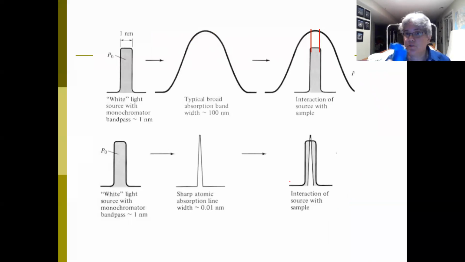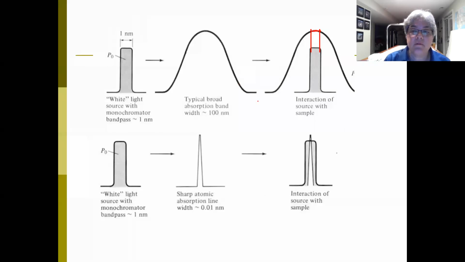So this slide just shows you this point. Here's the bandwidth of light from the monochromator, and here's a molecular peak. And remember, we measure up here at the top, and so the absorptivity is not really changing up here at the top of this peak. So we're okay. And now if we try to use that same light for an atom, remember the atom is a very small line, and you can see here that a lot of this light is going to be wasted.